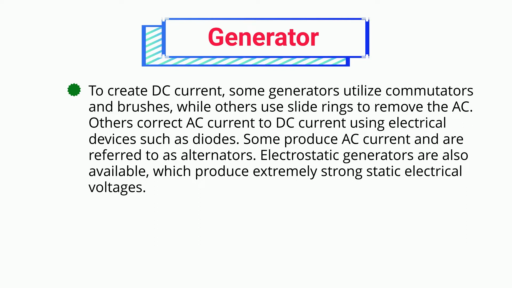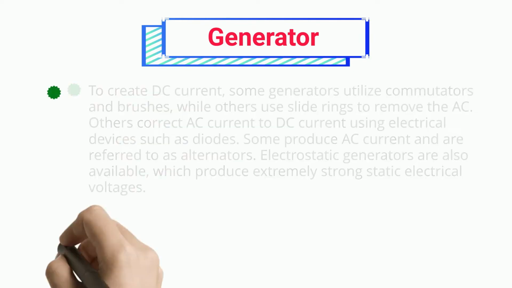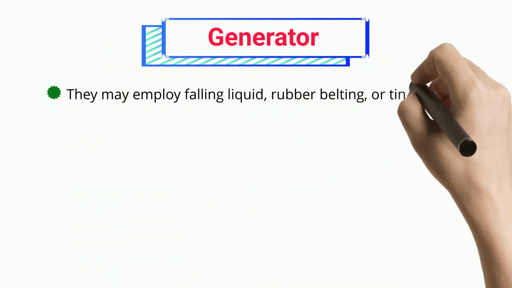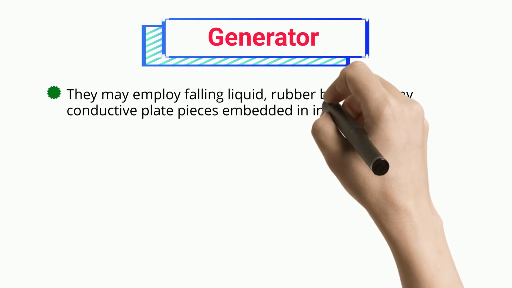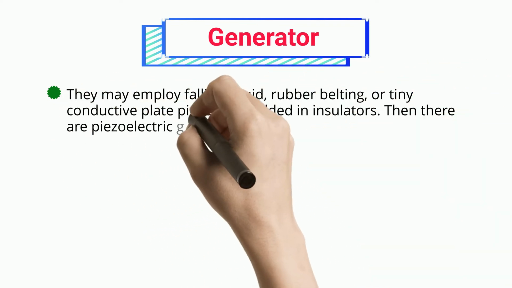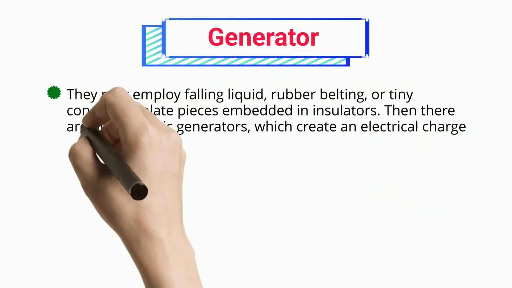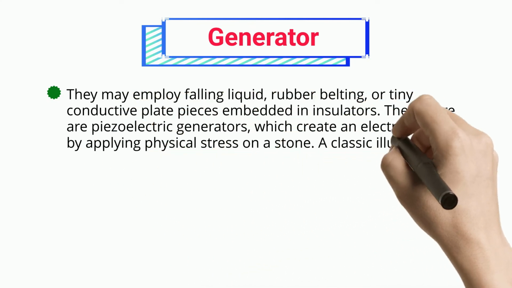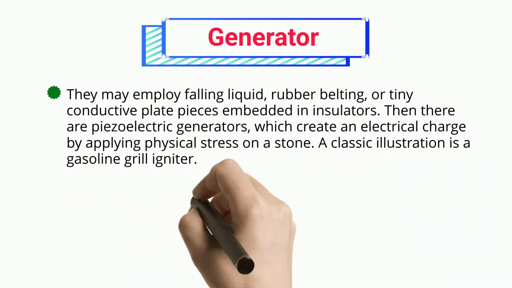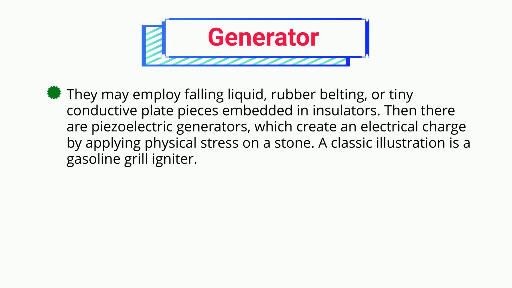Electrostatic generators are also available, which produce extremely strong static electrical voltages. They may employ falling liquid, rubber belting, or tiny conductive plate pieces embedded in insulators. Then there are piezoelectric generators, which create an electrical charge by applying physical stress on a crystal. A classic illustration is a gas grill igniter.